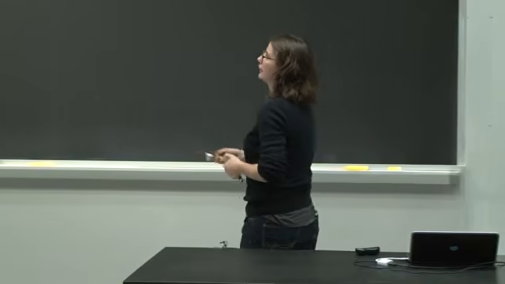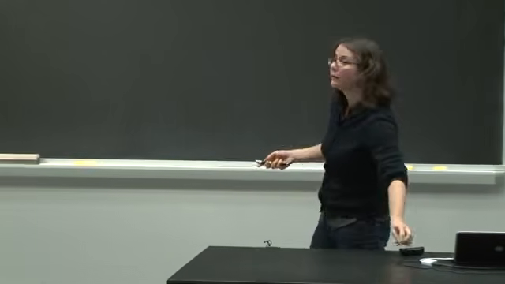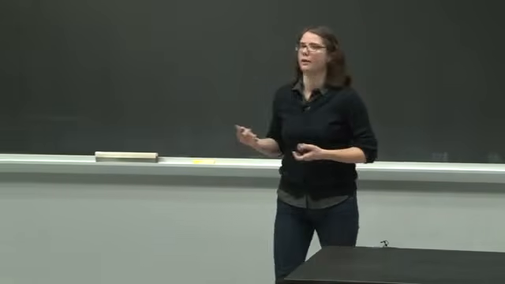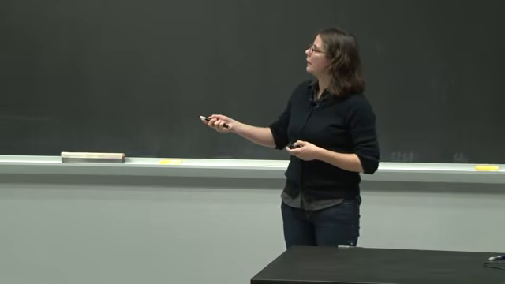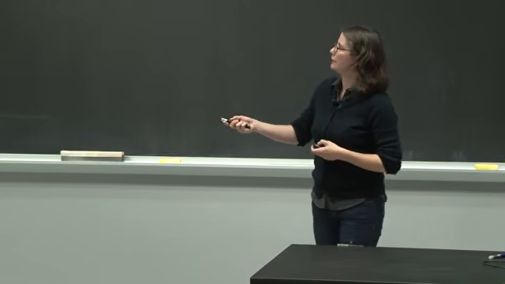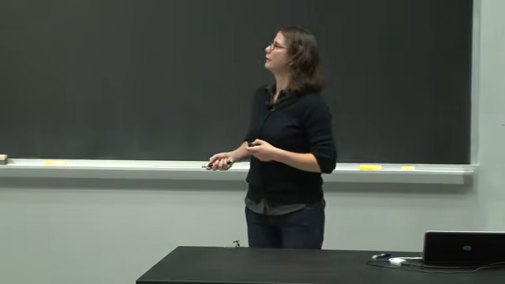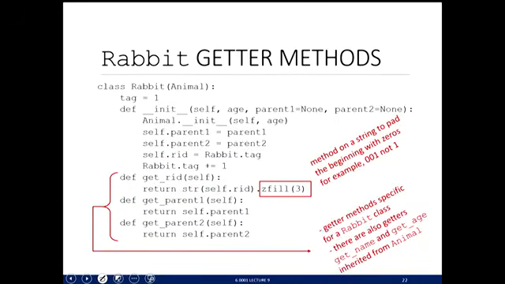So that's how the init method of rabbit works. Okay. So we have these tags that keep track of how many rabbits we've created. We have some getters here to get all the parents. So now let's add a somewhat more interesting function.